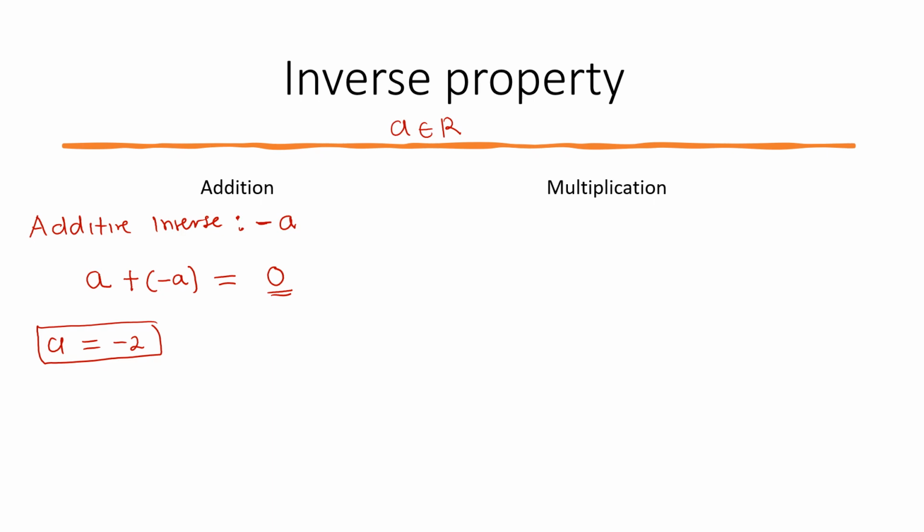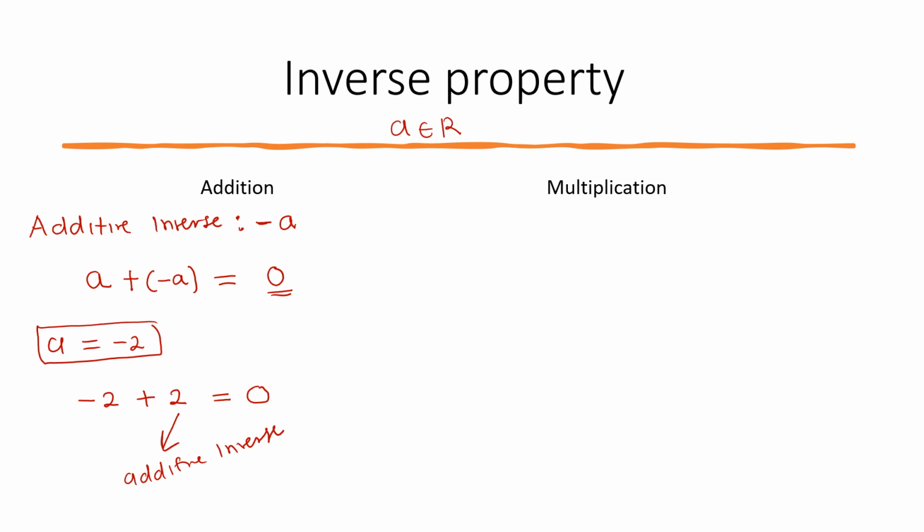Because if you look at what our a is now, our a is minus 2. If we add 2 to it, it's going to be 0. So this 2 is our additive inverse. It is the additive inverse of minus 2.